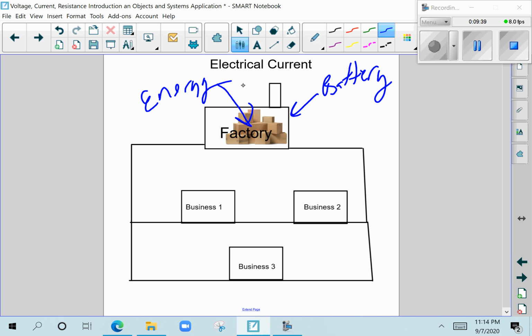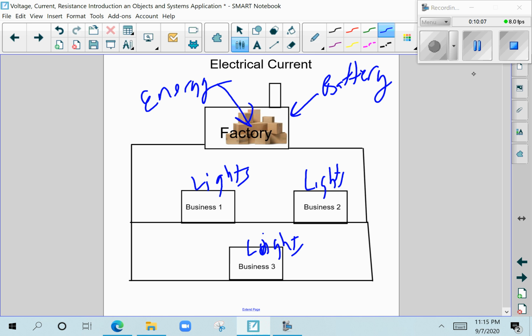The businesses are going to be our lights or resistors or whatever it is that we're going to use. So these could be lights or electrical motors or whatever it is that we're going to be using. Now, as a factory, I want to ship my product, in this case energy, to the various businesses, which would be the individual lights or resistors or motors or whatever that's in the circuit.